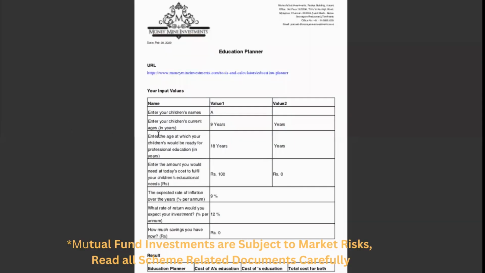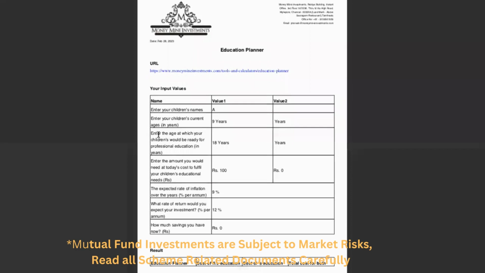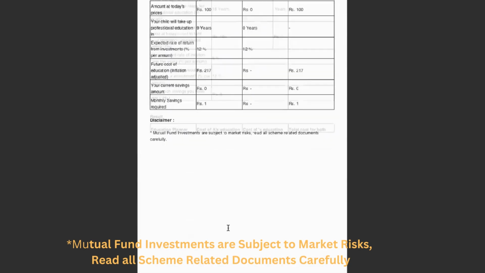So this is basically what we have worked out. It has already been downloaded. The child's name I've entered as ABC. That's the only difference. Otherwise, all the inputs are the same. The child's current age is 9 years, and 18 years is the age that we are looking at for higher education. Today's cost is 100 rupees and the inflation is 9%. Overall rate of return is 12%. Today, no savings are there, and the amount at today's price is 100.